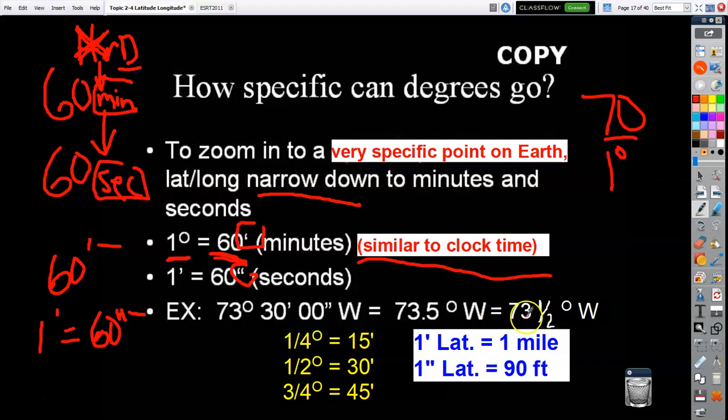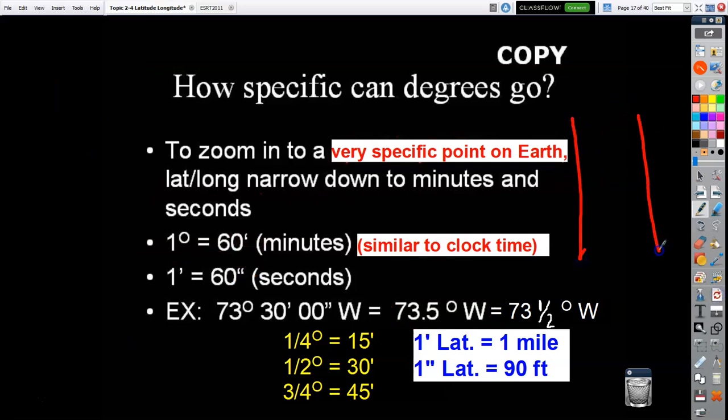Let's say you're looking at a location, and this is longitude, not latitude, but it works the same. Let's say a location is halfway between 73 and 74 degrees west. Let me clear this. Let's say I've got 2 longitude lines. This is 73 degrees west, and this is 74 degrees west, and I've got an X right in the middle. You say, well, Mr. Rocco, that's halfway. It's 73 and a half.